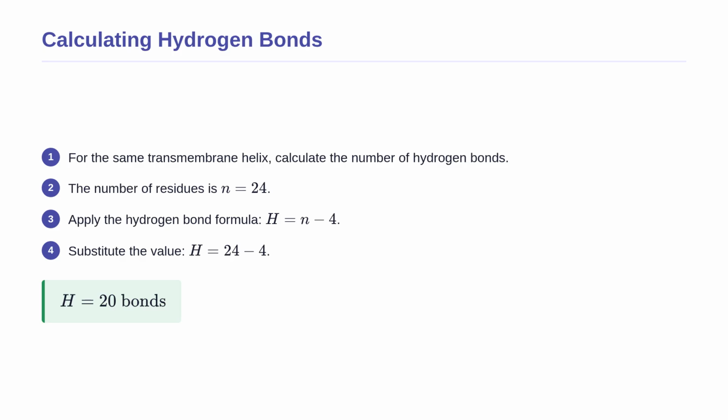We start with our formula, H equals n minus 4. By substituting the value 24 into our equation, we simply subtract 4. This gives us a result of 20. This tells us that there are exactly 20 individual hydrogen bonds holding this helical structure tightly together. Without these 20 bonds, the helix would unravel while embedded in the harsh environment of the cell membrane.